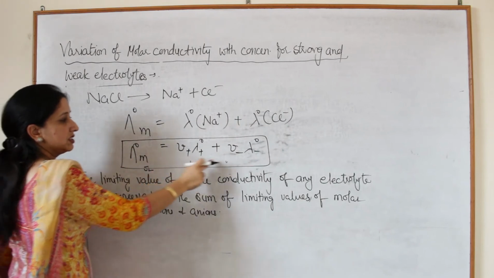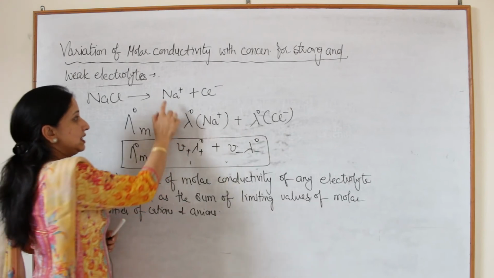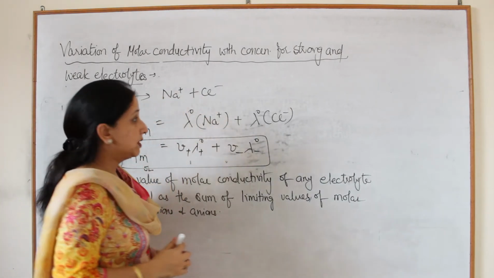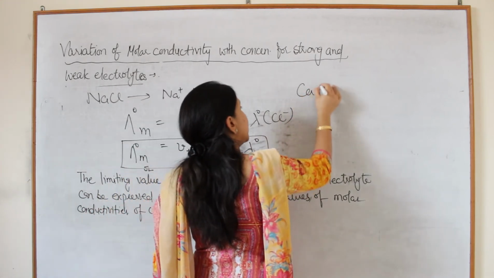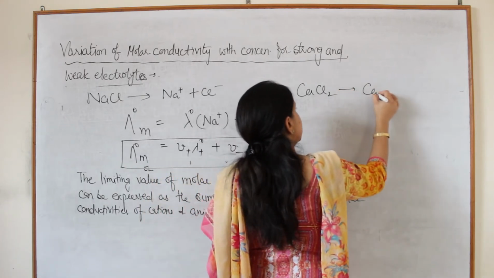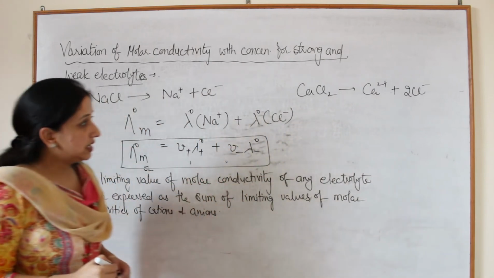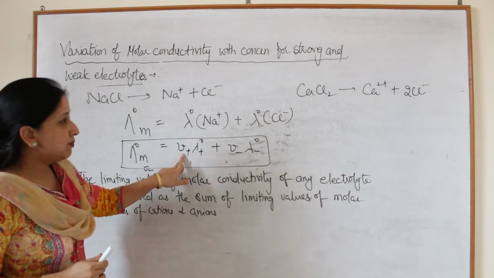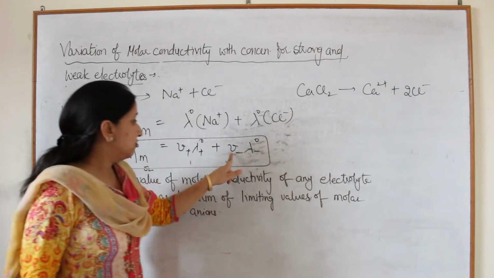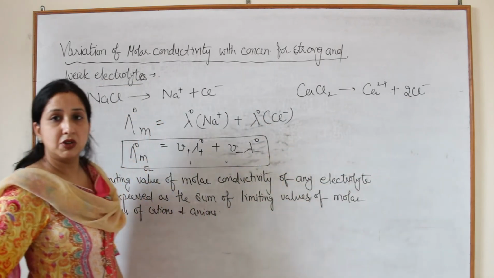So here v positive and v negative are the number of ions. Look, in this case sodium chloride, it is equal to 1 and 1. But if we talk about calcium chloride, it will dissociate as calcium 2 positive and 2 chlorine negative. So in this case, the v positive will be 1 because the number of cations is 1, but v negative will be 2 because the number of chloride ions is equal to 2.